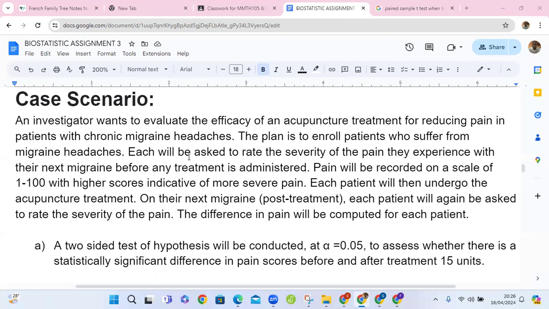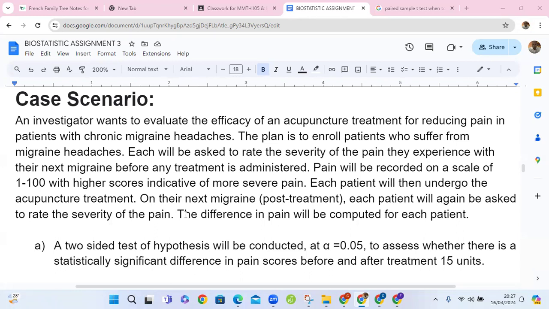Now, each patient will then undergo the acupuncture treatment, and on their second migraine post-treatment, so you have a pre-treatment and a post-treatment, each patient will again be asked to rate the severity of the pain. So you're going to take two measurements from each patient, pre-treatment and post-treatment. So that's why they call it paired sample t-test. The difference in pain will be computed for each patient.